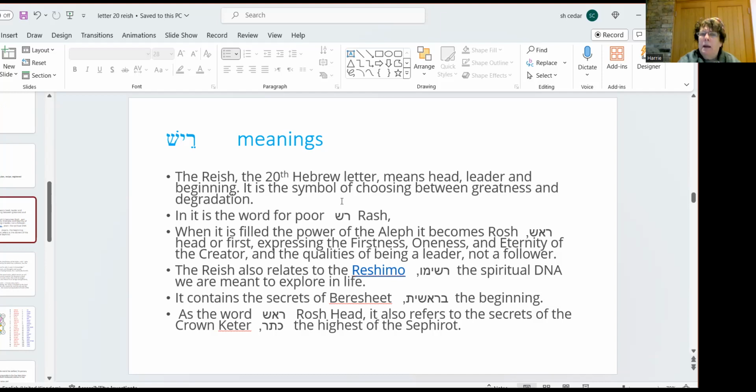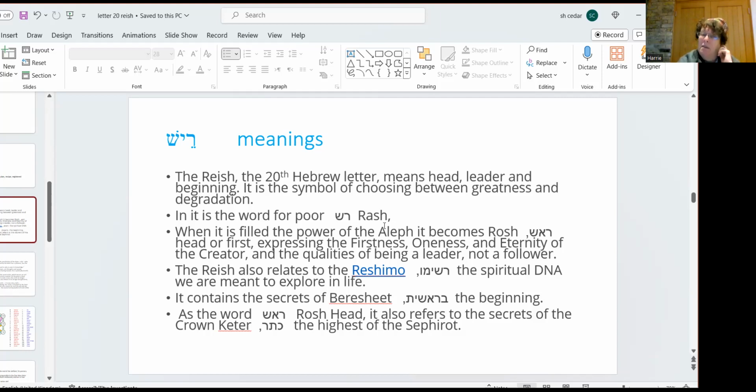Resh, the 20th letter. The word for this letter is Resh, and that also means head, leader, and beginning. So there are other things associated, not just wicked and poor or some sort of poverty. It's a symbol of choosing between greatness and degradation, basically. You can become the head, the leader, the Resh, and in fact, the head of a seminary. In Hebrew, the seminaries are called yeshivas. The head of it is called a Rosh Yeshiva, the head of the seminary.